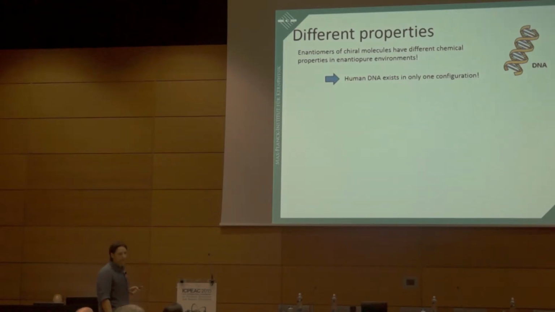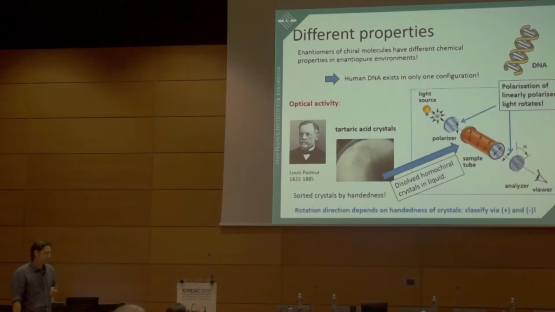Chiral molecules have different properties. Enantiomers of chiral molecules have different chemical properties in enantiopure environments. One example would be human DNA, which only exists in one absolute configuration. The only physical property in which these enantiomers differ is their optical activity.